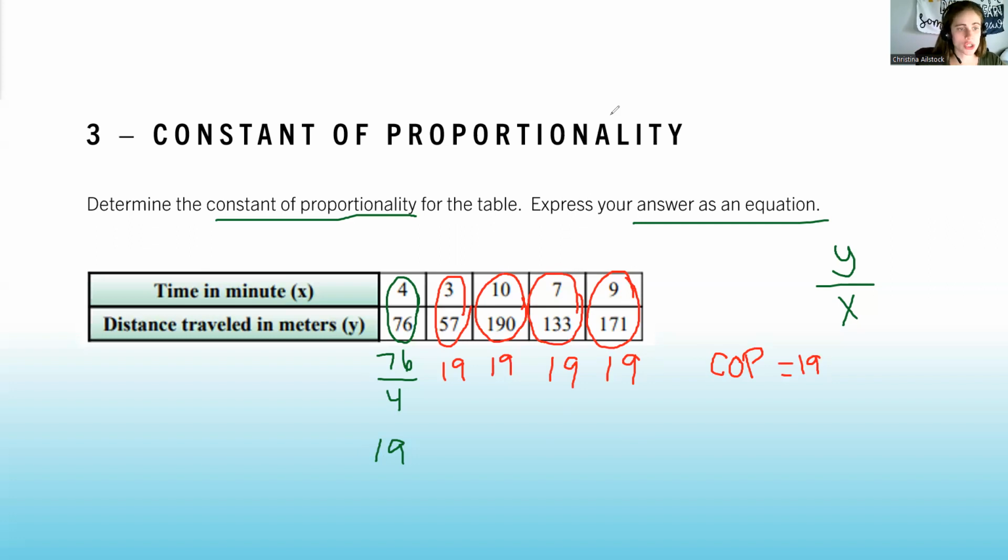To write our equation, that is y is equal to kx. And remember, k is what we use to represent your constant of proportionality. We can just substitute that in and we'll have our equation: y is equal to 19x. And there we have our answer written as an equation.